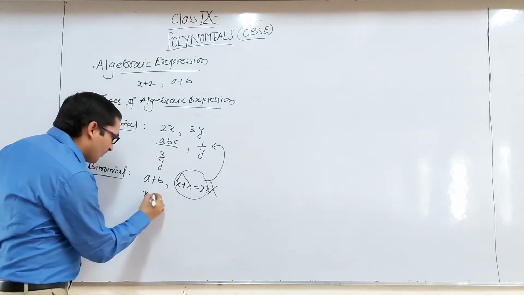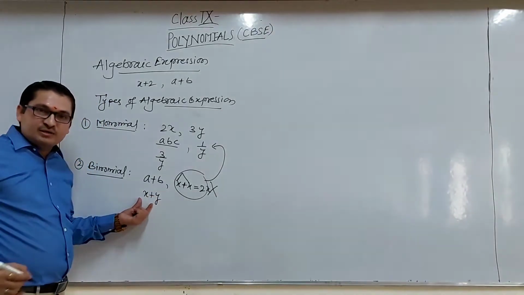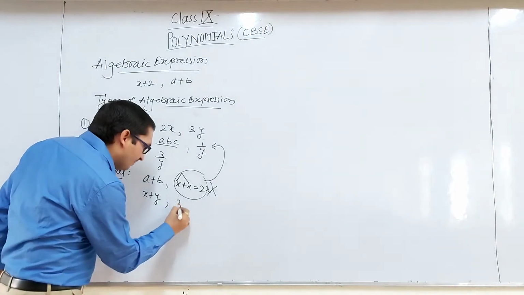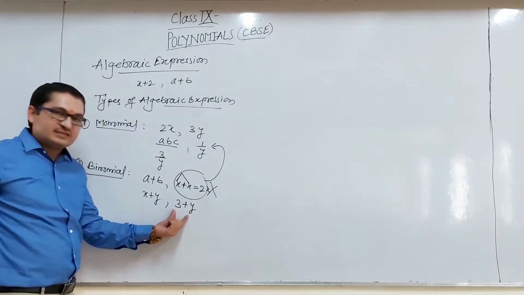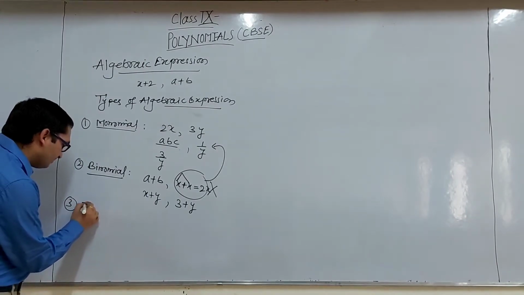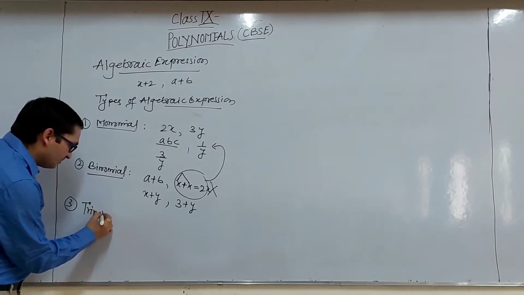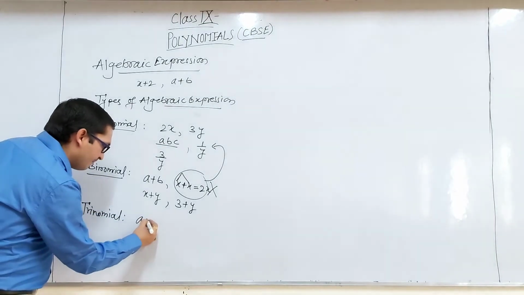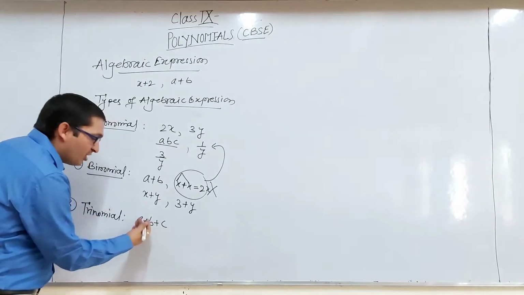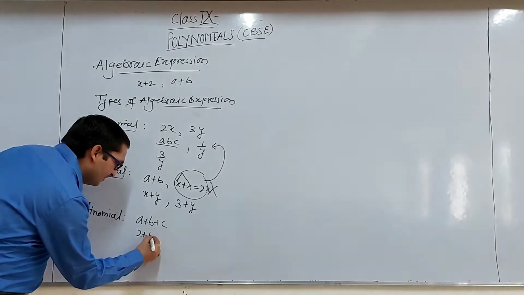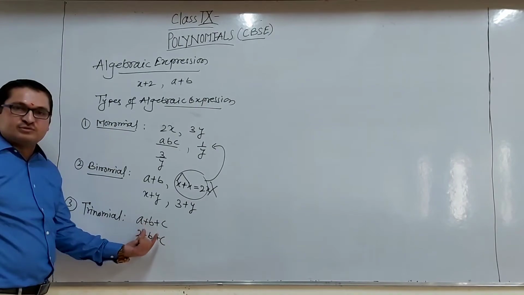Now x plus y, what is this? Binomial, separated by a positive sign. 3 plus y, what is this? Binomial. Third, trinomial. 3 terms. A plus B plus C, all 3 terms are different. 2 plus B plus C, all 3 terms are different.